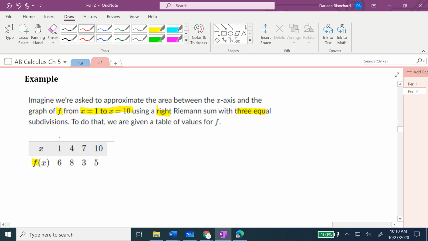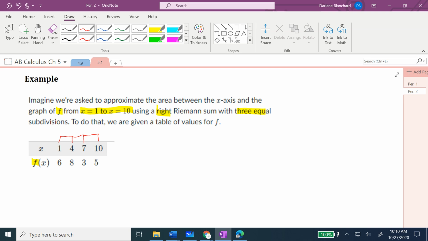Now, if you look at it, as you go from 1 to 4, that is one subdivision. 4 to 7 is a second. 7 to 10 is a third. Whenever they give a table of values, it's very clear what the subdivisions are.